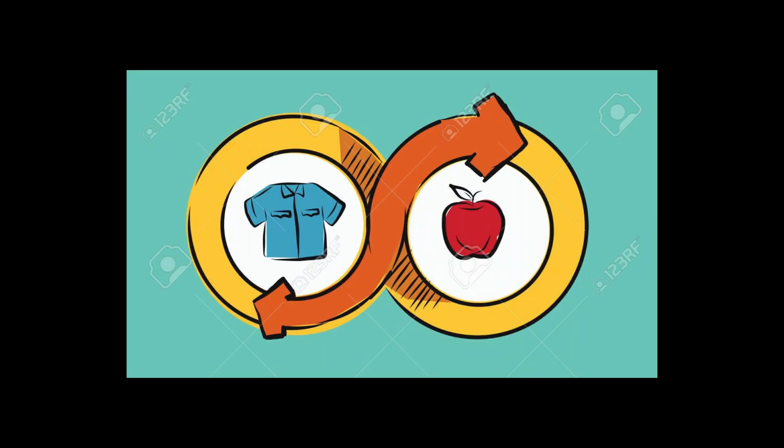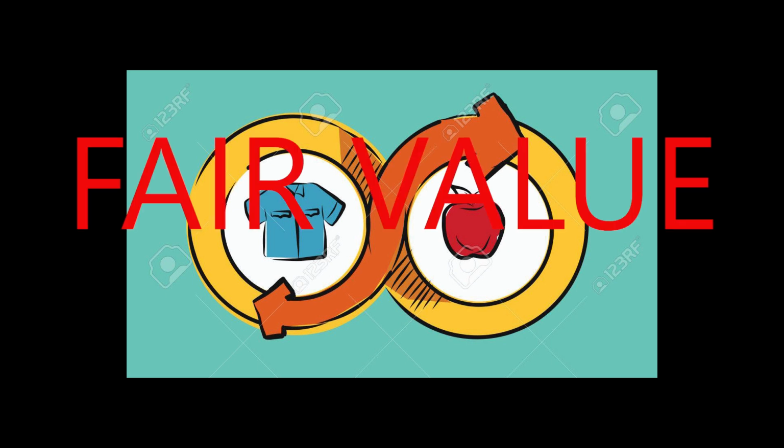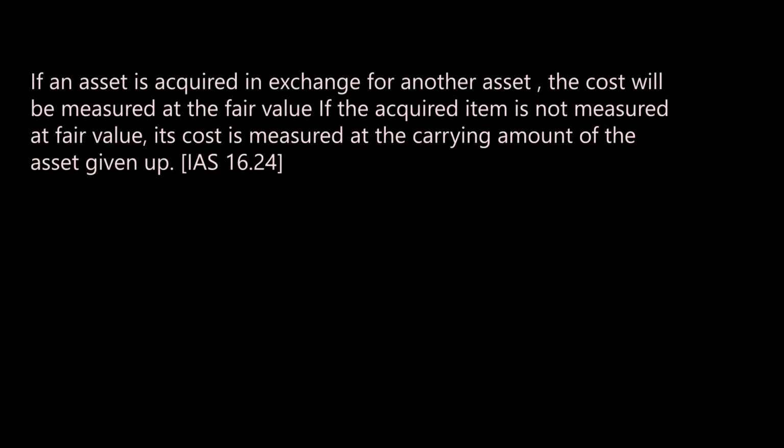Next, you can exchange an asset for another asset, and here you will measure it at fair value. If you don't have a fair value, and we saw that the fair value can be substituted with the market value, so if you don't have a market value, you have to measure it at cost. And here the cost is the carrying amount of the asset given up.